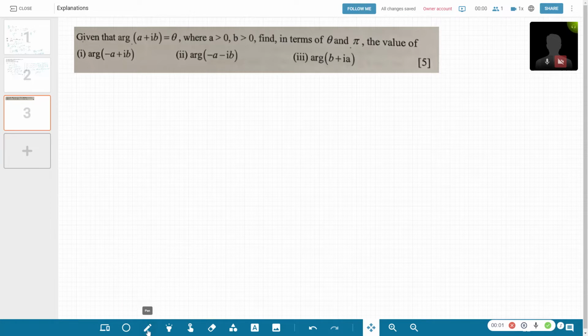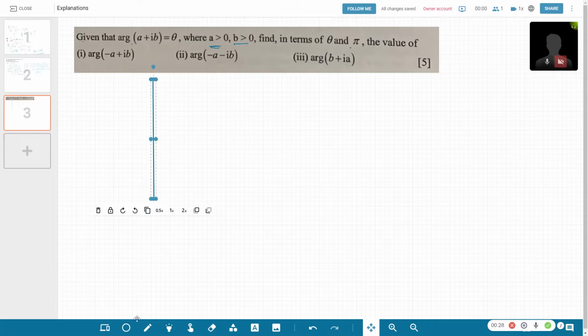Okay, for this complex numbers question, given the argument of a plus ib equals theta, a greater than 0, b greater than 0, find in terms of theta and pi the value of part 1, part 2, and part 3. This question tells you about the Argand diagram. You need to know that a plus ib, when a and b are both greater than 0, is going to be in the first quadrant.